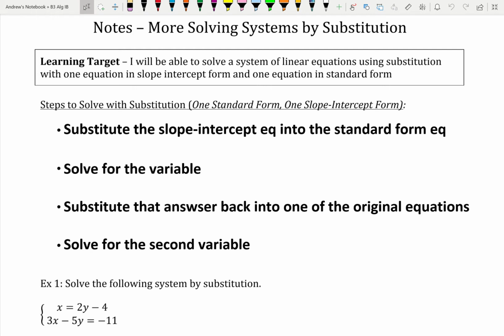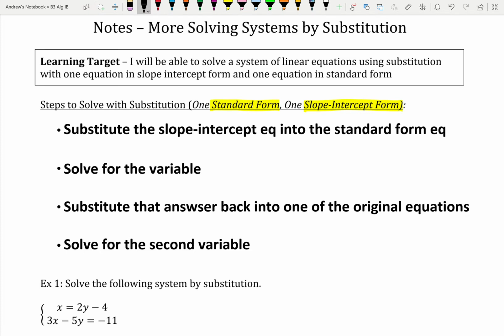And today we're talking about more substitution. Earlier this week we were talking through substitution when both equations were like y equals mx plus b. So there's another type of substitution that we're going to do today. It's still called substitution. Not confusing at all. But this is when we have one equation in standard form and one equation in slope-intercept form.